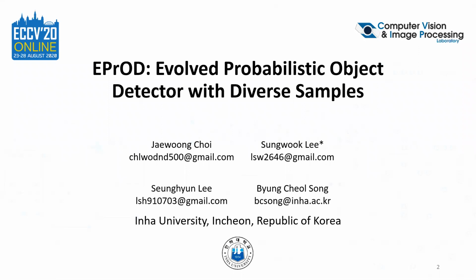I will be introducing our paper with the title EPrOD, Evolved Probabilistic Object Detector with Diverse Samples. In this presentation, I briefly explain the background of the probabilistic object detector, which we call PrOD, and state problems of PrOD. Then I describe the proposed method to solve these problems. Next, I talk about the experimental results, and finally conclude this presentation.